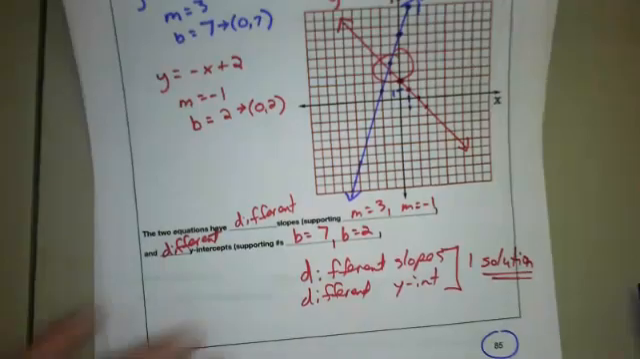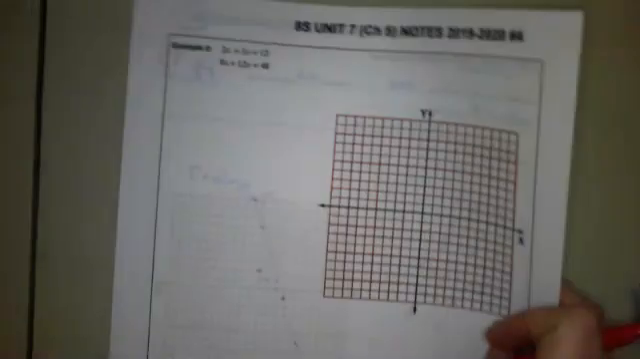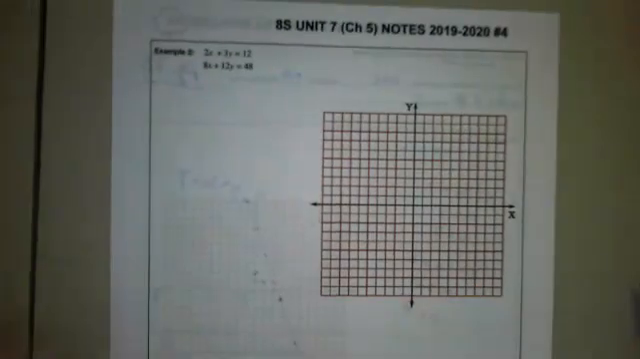Let's flip to page 86. We are on 86. Example 2: 2x plus 3y equals 12, and 8x plus 12y equals 48. I'm going to go ahead and graph these.